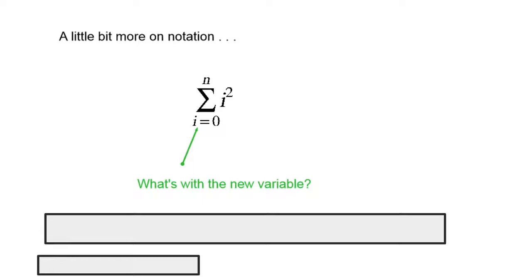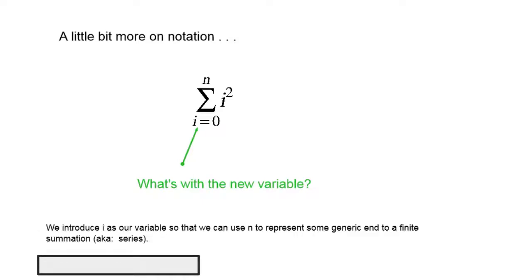Now, you will also see this placeholder variable right here, this i. What is the point of that new variable? We use this as our variable so we can use n to represent some generic n for a finite summation. So let's see what that means. And we're going to start by looking at the properties of summations or series.